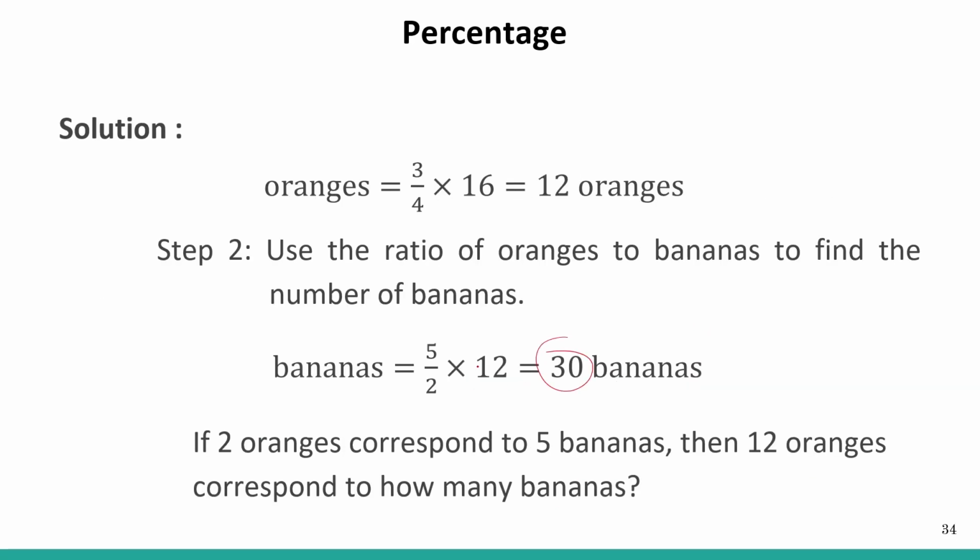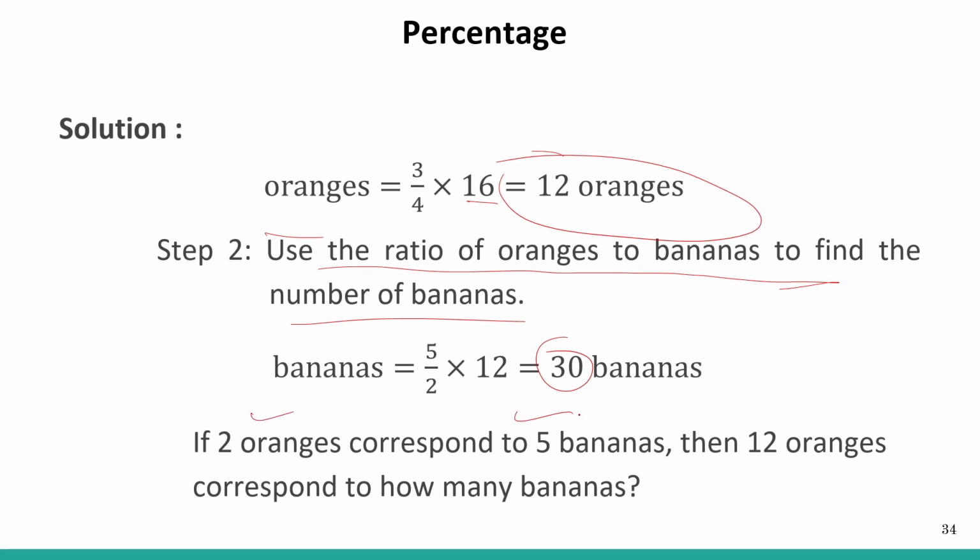Okay, 30 bananas. So what we did was oranges is equal to 3 by 4 into 16, that is equal to 12 oranges. Then use the ratio of oranges to bananas to find the number of bananas. That was 5 by 2 into 12 is equal to 30. So 2 oranges correspond to 5 bananas, then 12 oranges correspond to 30 bananas.